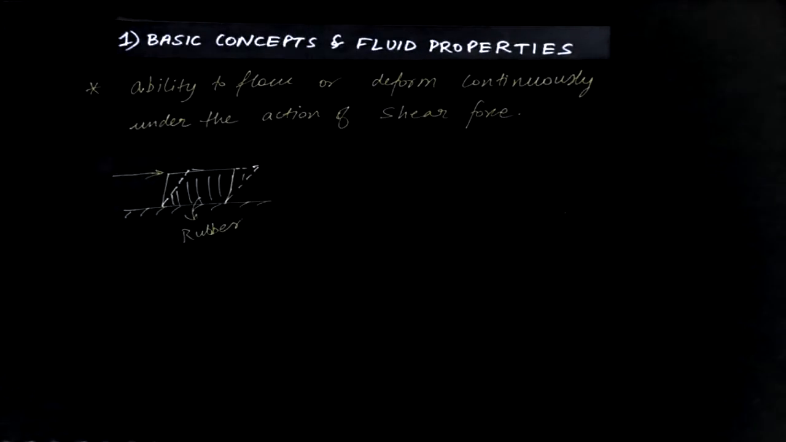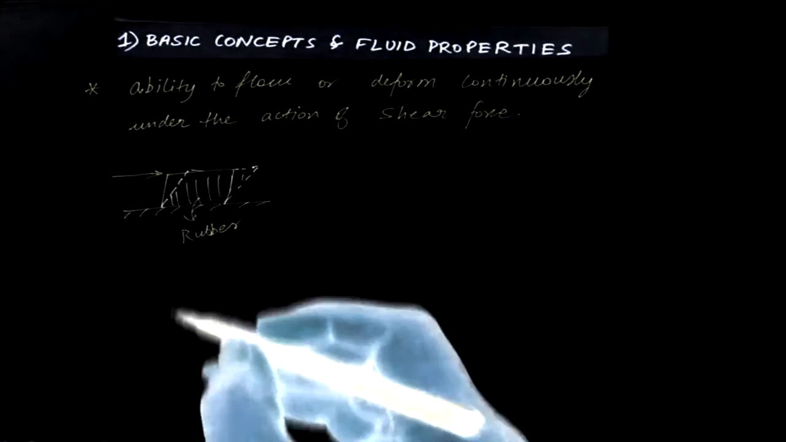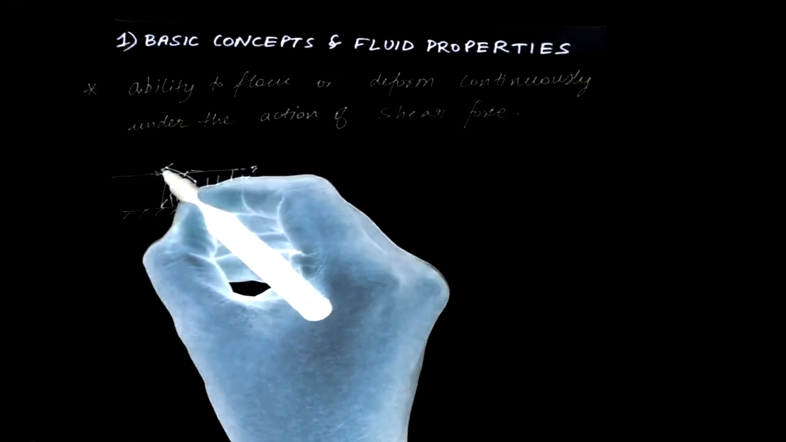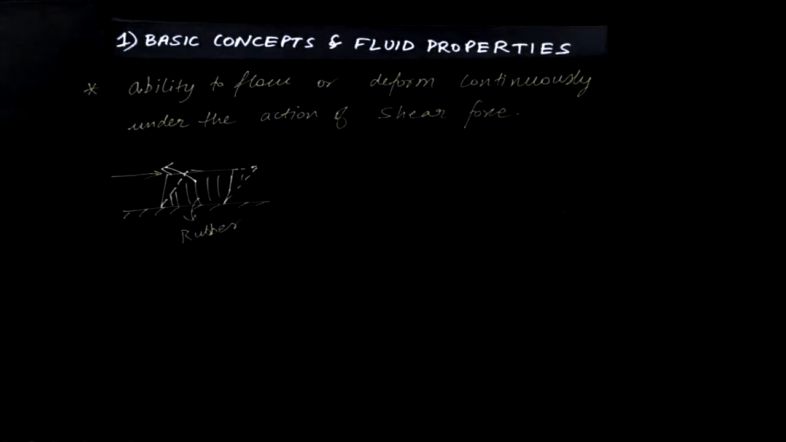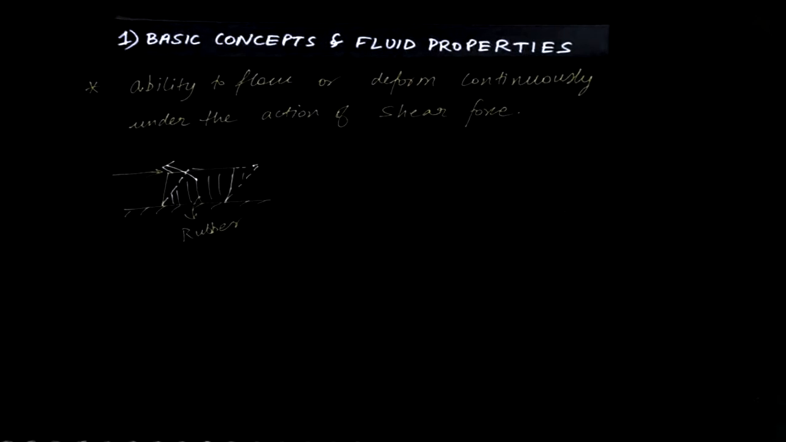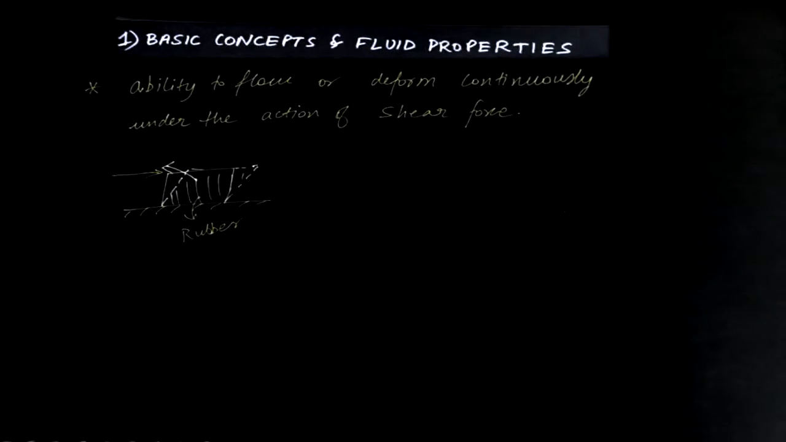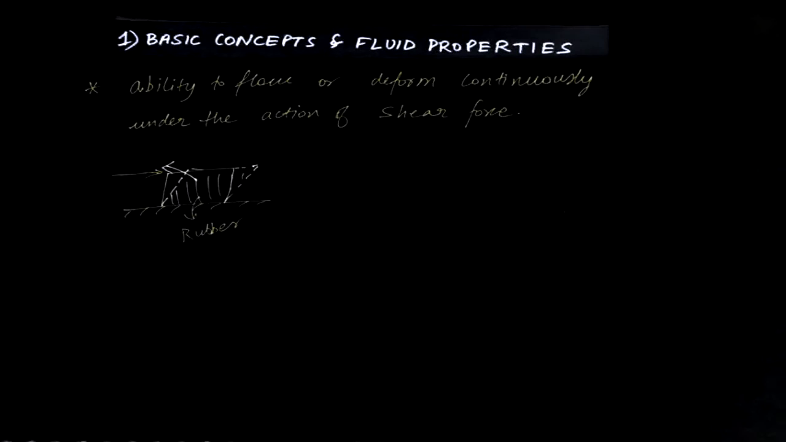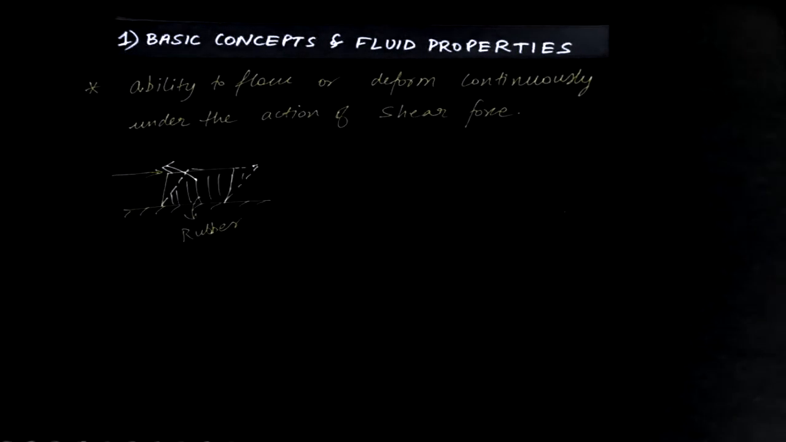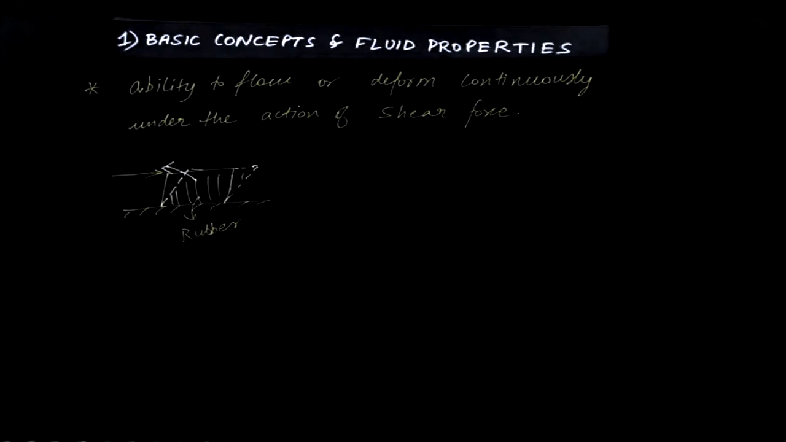Then as soon as the shear force is removed from this point, this object will try to regain its original shape. This is what elasticity means. So in solid cases, as long as the shear force is being applied, the object will remain in its deformed shape. As soon as you remove the shear force, it will again regain its original shape. But this is not the case in fluids. In a fluid, if you apply a shear force on any particle, it will keep on deforming continuously. Now what does this mean?